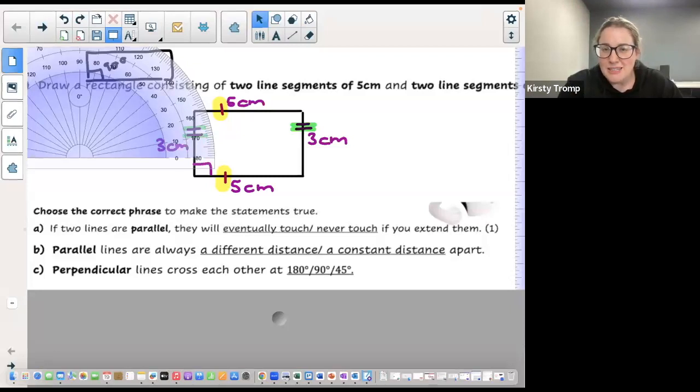All right, I see Mulalo's hand raised. Mulalo, are you ready to answer the question, I'm guessing? Am I right? Yes. Right, Mulalo, help me with A. If two lines are parallel, will they eventually touch or never touch?